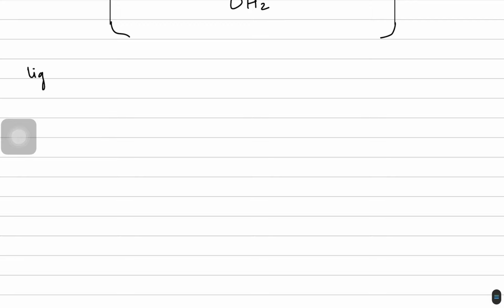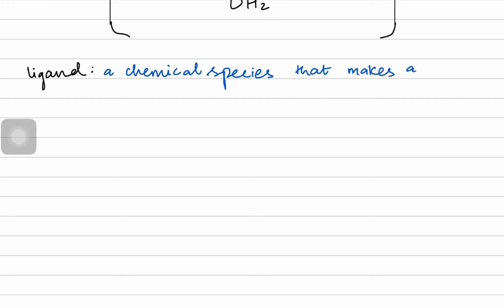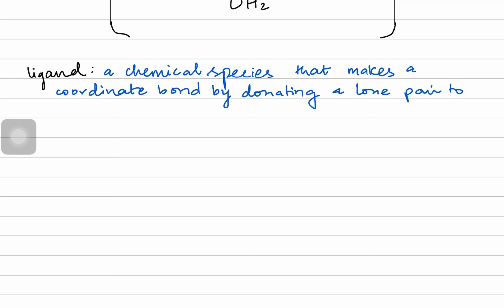In order to solidify our understanding more, we should write the definition of the phrase ligand. A ligand is a chemical species. It can be an atom, it can be an ion, it can be a molecule. So it's a chemical species that makes a coordinate covalent bond, or you can say coordinate bond, by donating a lone pair or more lone pairs to a transition metal ion or metal atom. It could be either of those.